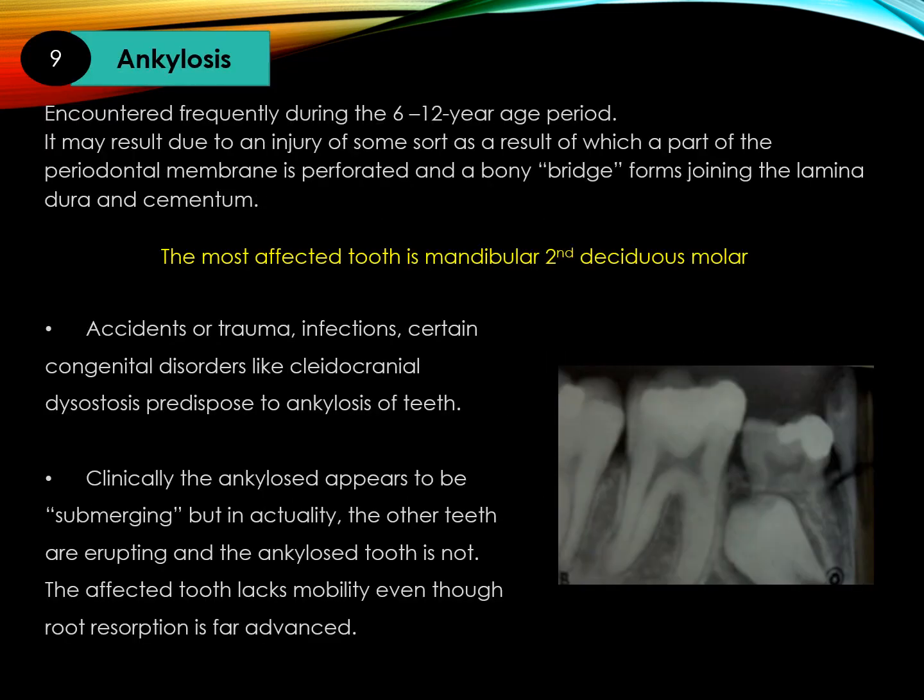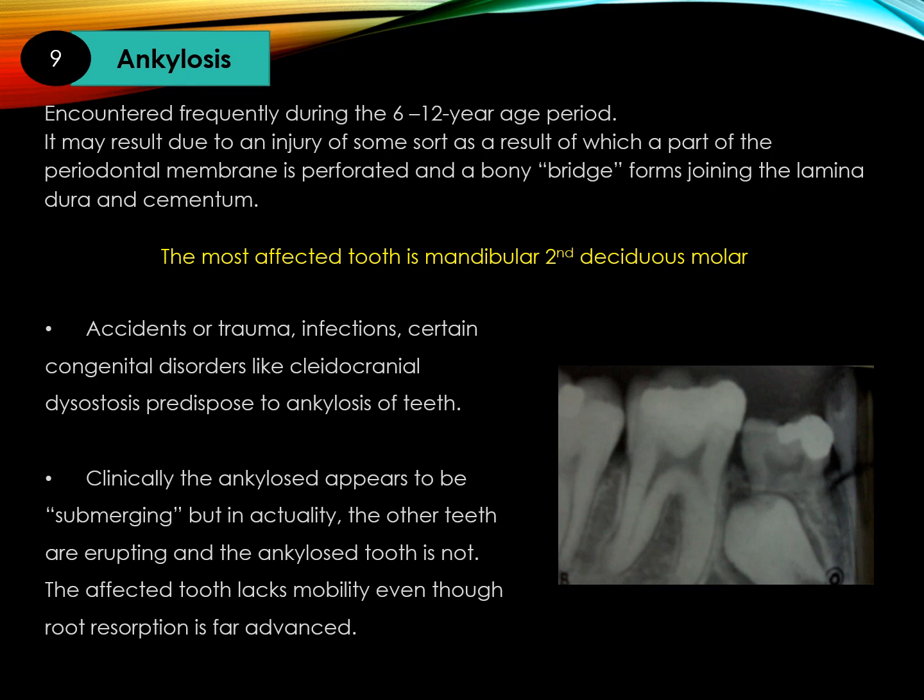The ninth factor is ankylosis. It's usually encountered during the age period of 6 to 12 years. It might be a result of an injury, and as a result, there may be a bony bridge which forms between the lamina dura and cementum, and that's how a tooth gets ankylosed. The most affected tooth is the mandibular second molar. Also accidents or trauma, infections, congenital disorders like cleidocranial dysostosis have a predisposition for ankylosis of teeth.